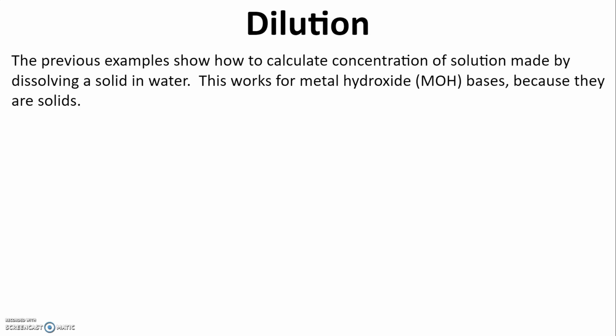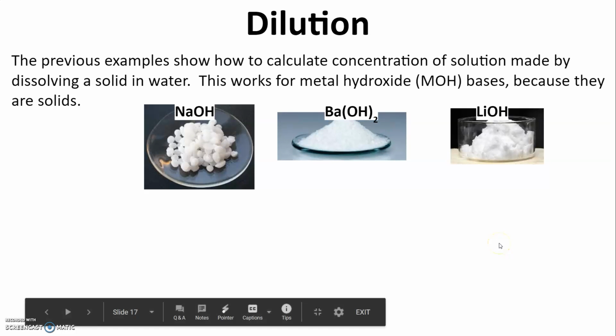Now, this worked for the examples that we've seen previously because they were metal hydroxide bases. And metal hydroxide bases are ionic compounds. And we know one of the properties of ionic compounds is that they're solids. So, of course, if you have a solid, you can easily weigh out its mass and then use a volumetric flask to create a solution of a certain volume. And so here are some examples of metal hydroxide bases. You can see that they're all solids.